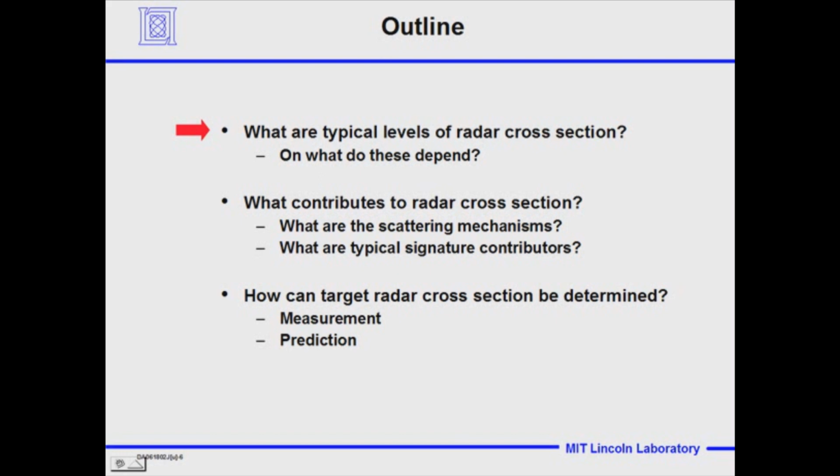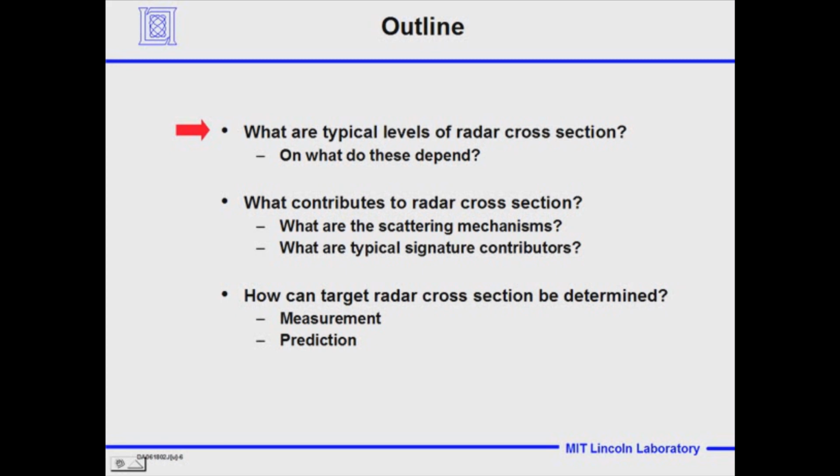And then we're going to look in detail at the mechanism: when an electromagnetic wave, composed of the electric field and the magnetic field, that microwave energy, hits the target and interacts with it, what are the scattering mechanisms? And what are typical contributors to the signature? That is the backscatter. Because most targets aren't simple ones, you'll see in a minute. They're very complex. And it's going to be the addition of a whole bunch of different factors from a whole bunch of different things that contribute to generate that whole radar cross-section.